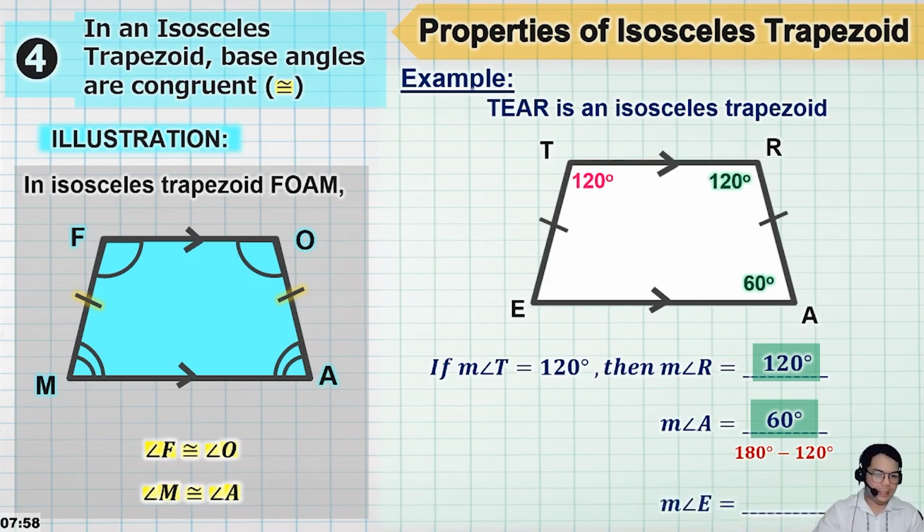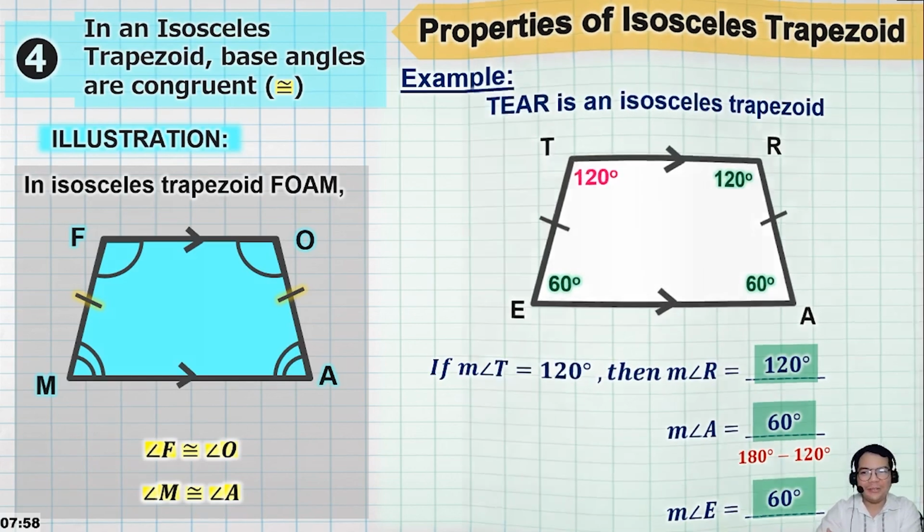And lastly, syempre, tatanungin yan. Yan na lang yung nawawalang angle natin. What do you think is the measurement of angle E? Base angles of an isosceles trapezoid are congruent. Therefore, angle E measures 60 degrees as well.